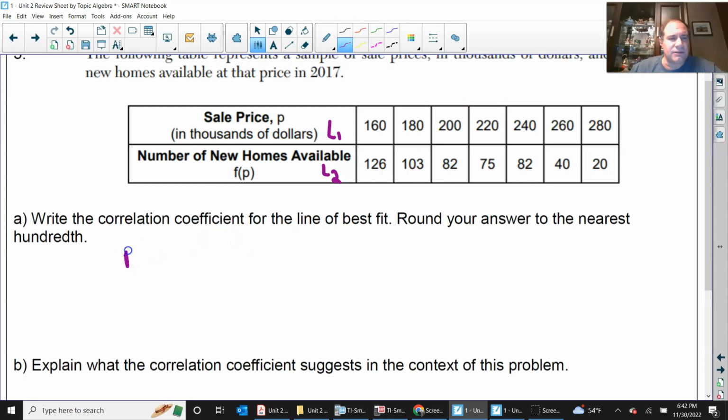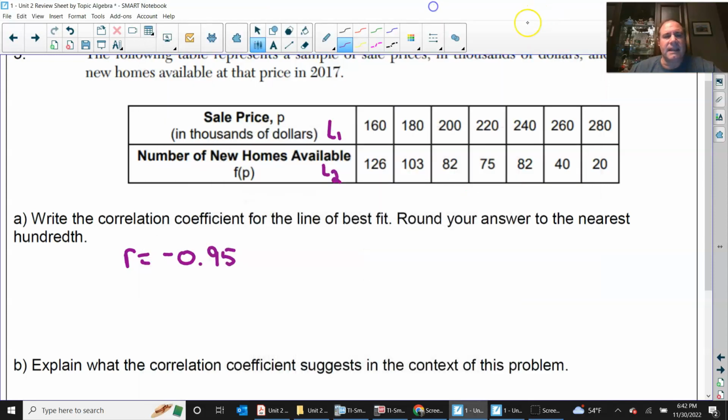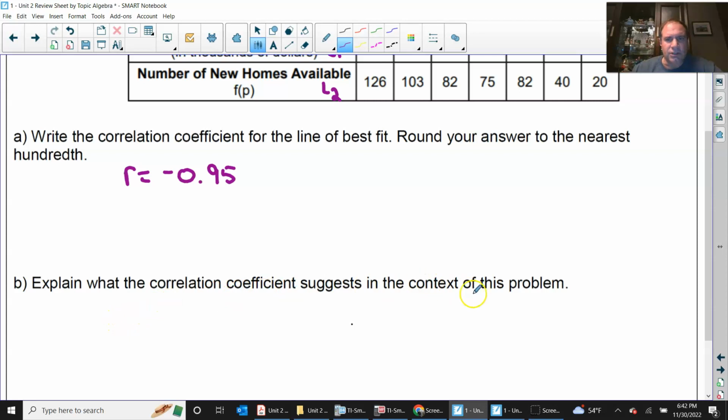And it says round to the nearest hundredth. So we're going to have negative 0.95. The next number after that 5 is a 4, so it stays a negative 0.95. Then it says, explain what the correlation coefficient means in the context of this problem.